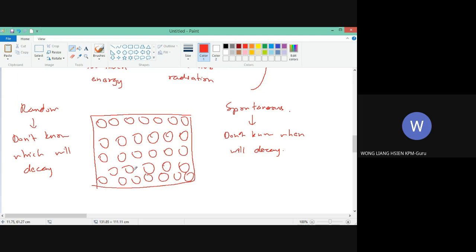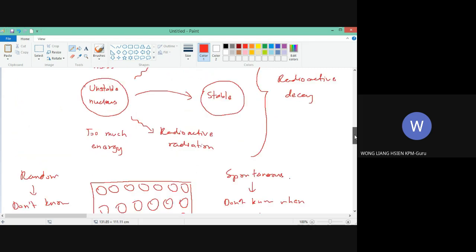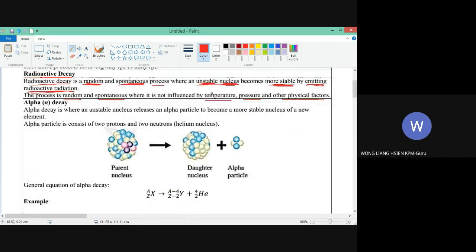It will not make more of the unstable nucleus decay. Increase the pressure, put it under high pressure, put it in space, whatever you do, it will not be able to control the decay process. So it's totally random and spontaneous. That is why here we say not influenced by temperature, pressure, and other physical factors. You understand that? So this is radioactive decay.